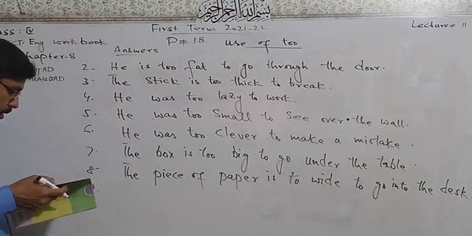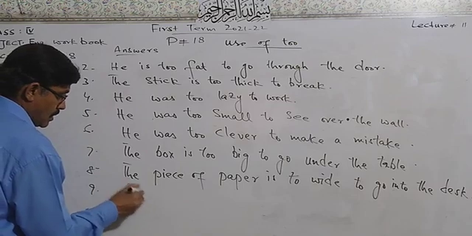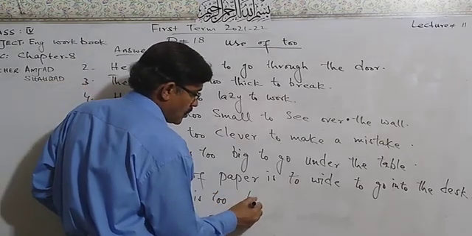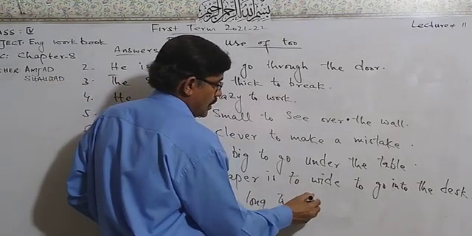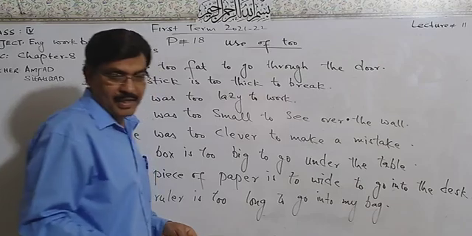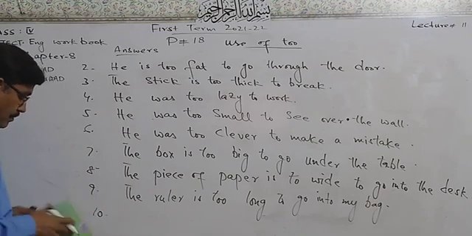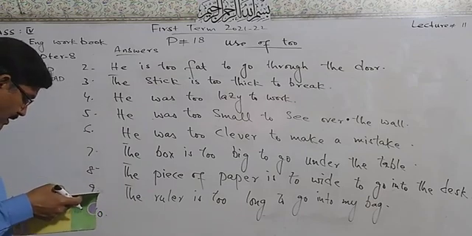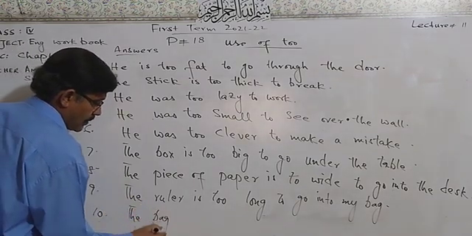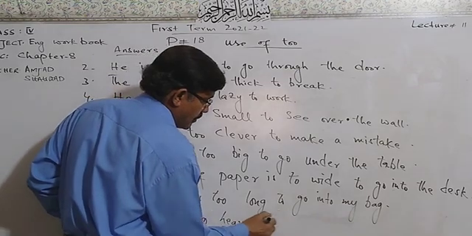Number 9. The ruler is too long to go into my bag. Into my bag. Number 10. No one can carry the bag, it is too heavy. The bag is too heavy to carry.